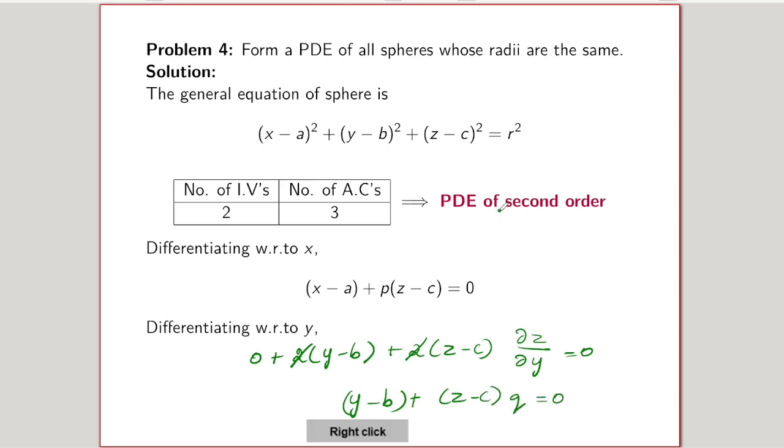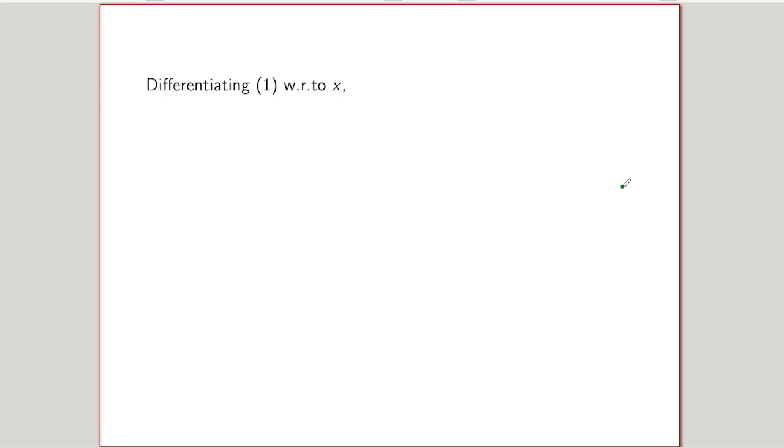So since we are getting a PDE of second order, a single differentiation is not enough. Again, we have to differentiate this equation with respect to either x or y. So let us differentiate equation 1 with respect to x. The first equation is nothing but (x minus a) plus p into (z minus c) is equal to 0.